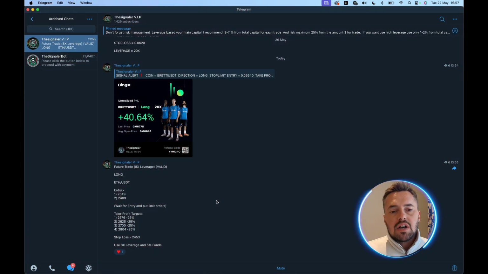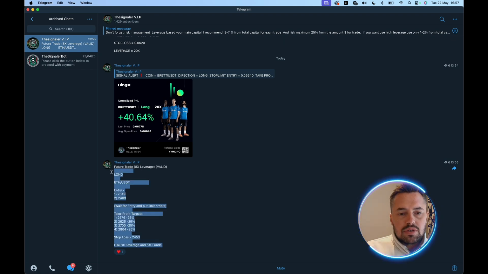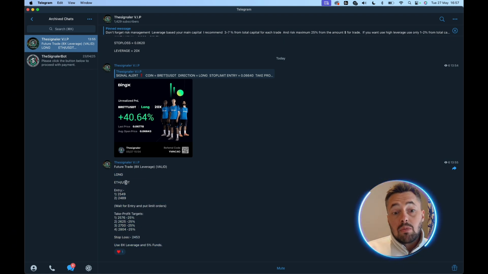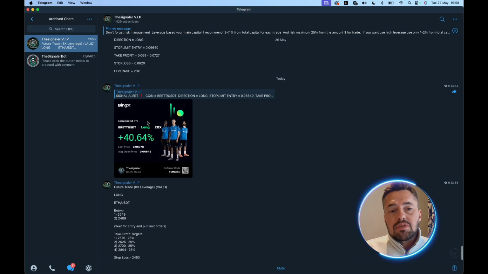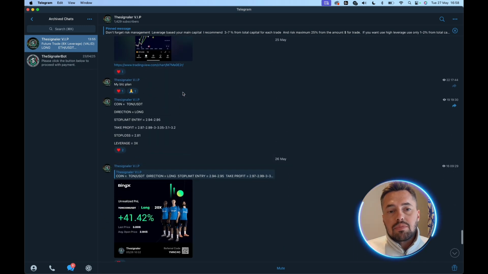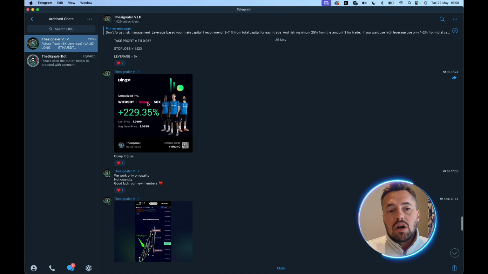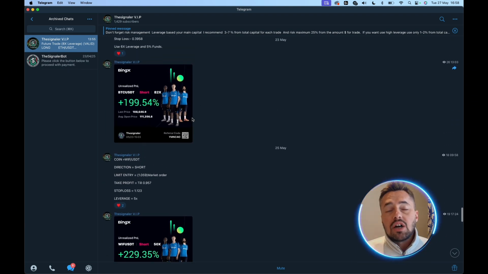Jumping over to the VIP page, you can see here that they do give out signals. This particular one was on Ethereum. It gives you the entry and it gives you the take profits and it gives you the stop loss. So it basically tells you everything that you need to know. So all you need to do is jump over to your MT5, MT4 and plug in the parameters and just reap in the profits. As you can see here, you've made a 40% profit, you've made a 41% profit. As we scroll further up, 229% profit, 199% profit. The numbers just keep flooding in, and it's just so easy to make money with this, guys.